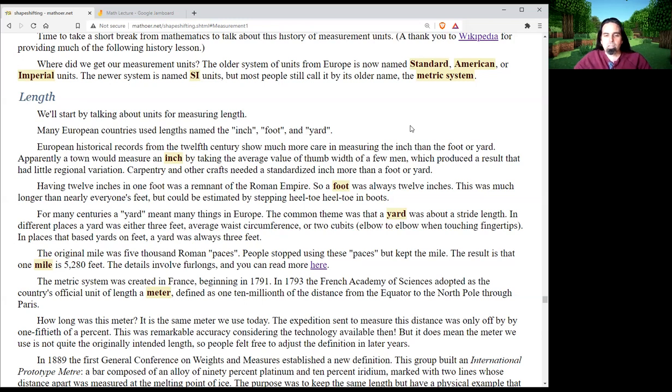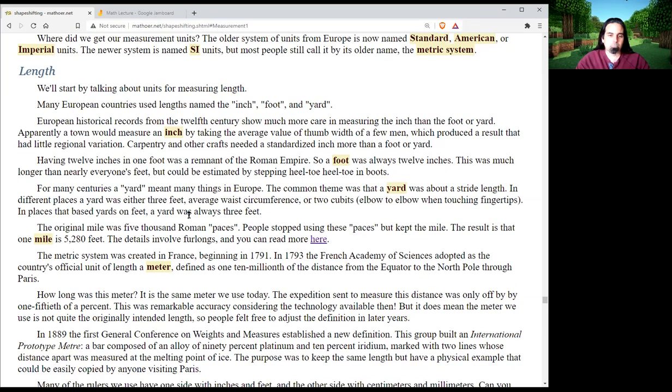12 inches being in a foot was a remnant of the Roman Empire. A foot was always 12 inches, and this was always longer than people's actual feet, but was pretty similar to a big clunky boot length. So if you stepped heel toe in big clunky old-fashioned boots, you could measure out the feet that a field was wide. Yard meant a few things.